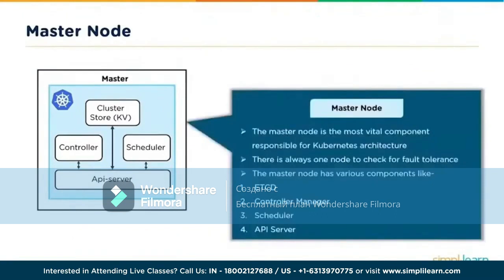What runs in the master node? The master node, without saying, is the most important component of any cluster. If you're running a cluster with only one master node and it goes down, there's no other way that any user can talk to the different nodes in the cluster. So the master node is the most vital component responsible for the complete Kubernetes cluster. There should always be at least one node running as a master node. That's the bare minimal requirement for your cluster.